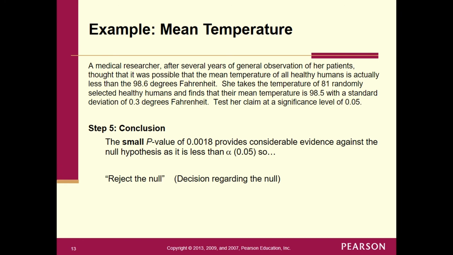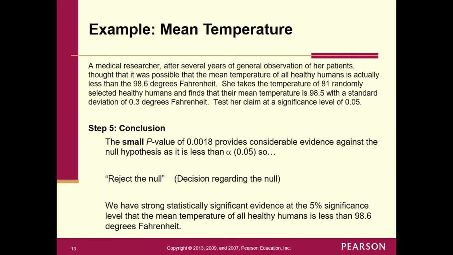All right, that's a decision regarding the null. And we have strong statistically significant evidence at the 5% significance level that the mean temperature of all healthy humans is less than 98.6 degrees Fahrenheit. And actually, that is the case. There are some researchers, I think, at the University of Michigan, that did this study several years ago, and it's pretty clear that it is less than 98.6. But the medical field just says, you know what, we've been using that for 160, 180 years, something like that, so let's just keep it, and it's close enough. So they do.